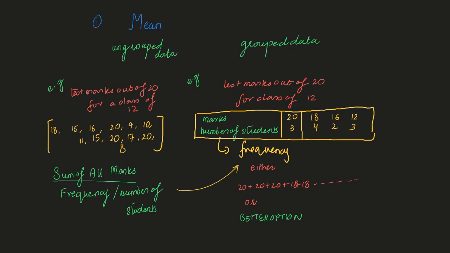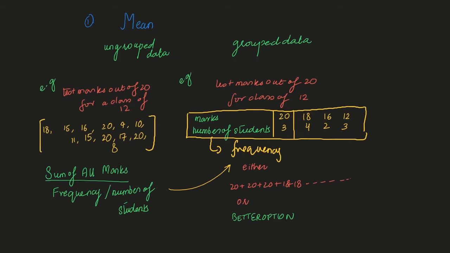Now, next up you have grouped data. Here, one thing you can do is apply the same thing that we did for ungrouped data, by simply adding up all of the marks, right? So I've written here 20 plus 20 plus 20 plus 18 plus 18, but you already know that this is pretty time-consuming. A better way to go about this is a formula that we generally know for mean, and that is the summation of fx over the summation of f.